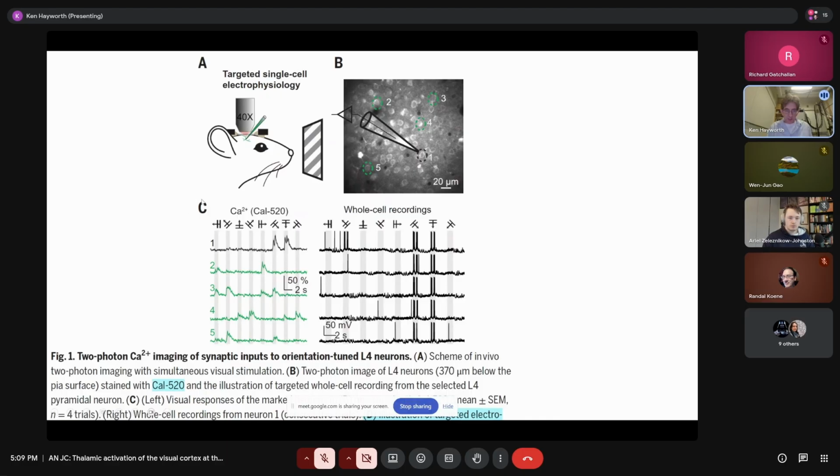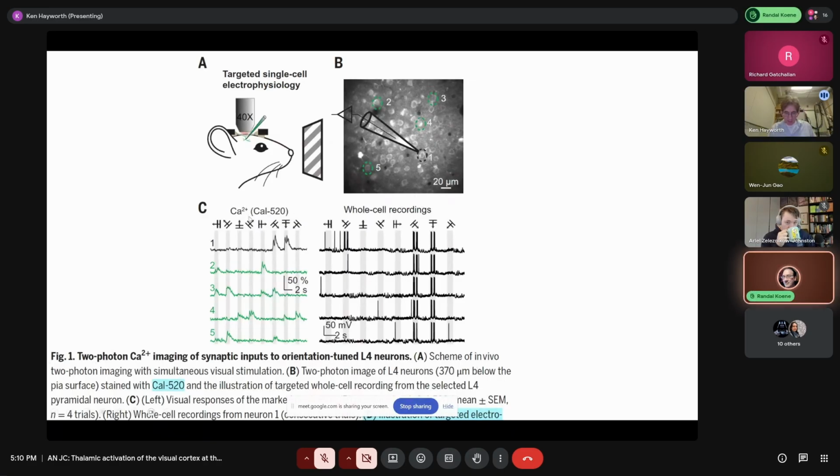And so if you look at C here, you have a grating going to the left, and then a grating going to the upper left, and then a grating going to the top. And this is showing for each of these individual cells what the responses are. And so we can see that cell 1 here likes edges that are going to the bottom right.